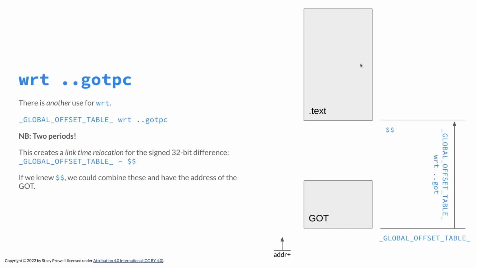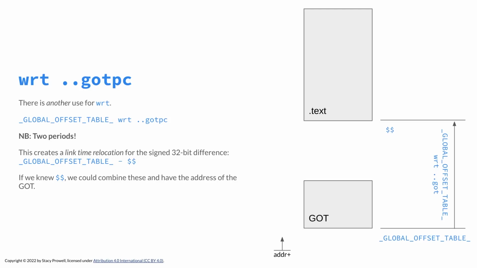Since we're referring to it from inside text, if we're referring to $$ from inside data, it would be the absolute value of the start of the data section. So that can change. But what this is going to give us is the distance between the global offset table and the start of the current section. Okay.